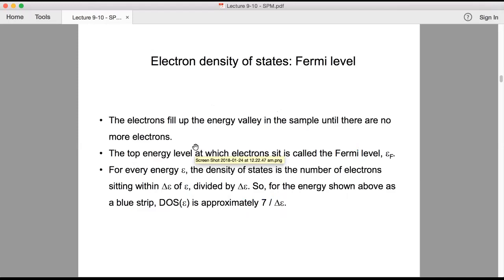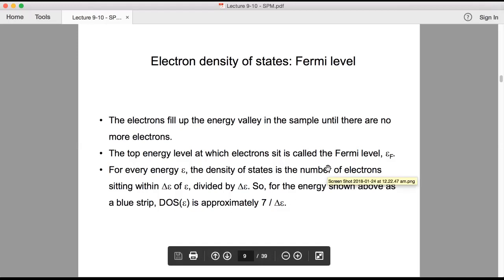Electrons fill up the energy levels in the sample until there are no more electrons, and the top energy level at which the electrons sit is called the Fermi energy level. So electrons are filled up to that level. For every energy epsilon, the density of states is the number of electrons sitting within that delta E of epsilon, divided by delta E. For the energy shown in the previous schematic, delta E is represented by that blue strip. The density of states is approximately 7 electrons per delta E. We counted, and roughly 7 full electrons were sitting inside that blue strip. So it is approximately 7 over delta epsilon.